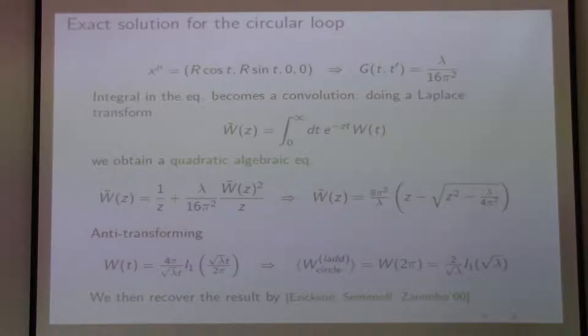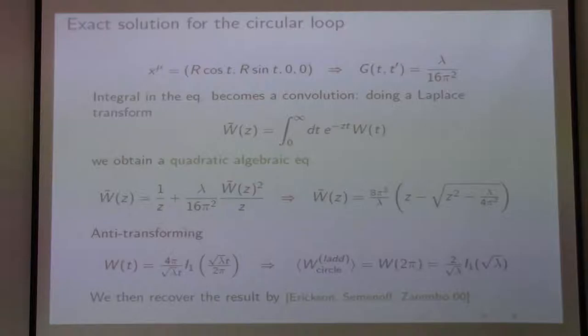So if you now compute W of T of 2 pi, what you get is the ladder contribution to the expectation value of the Wilson loop. And then by this integral equation, we recover what was computed 15 years ago by Erickson, Semenoff and Zarembo, those who were the first to study this.